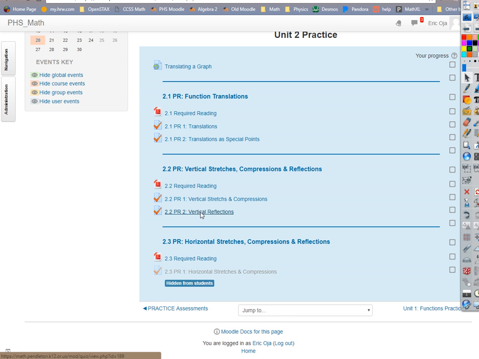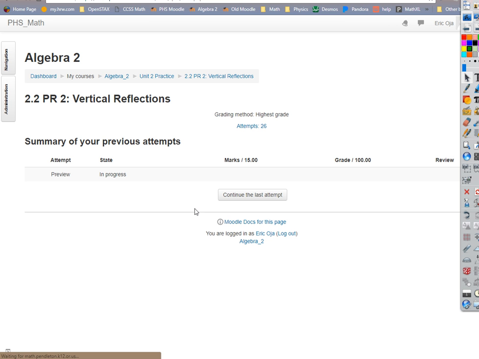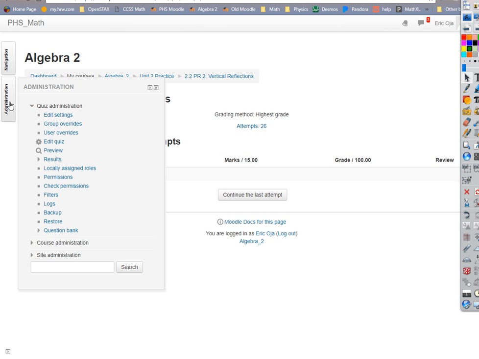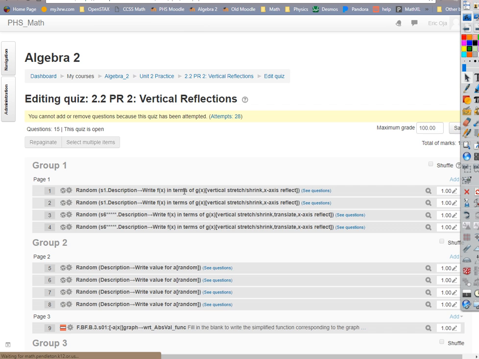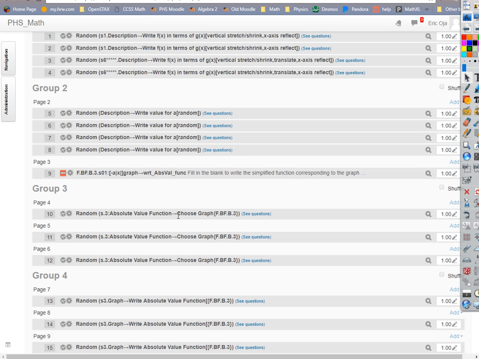What about the other one? I skipped that for now. You'll go back to that. But if you can do this one, that one's going to be a piece of cake. Okay? Vertical reflections. Yes. And go to group 3 and just do a problem from group 3.